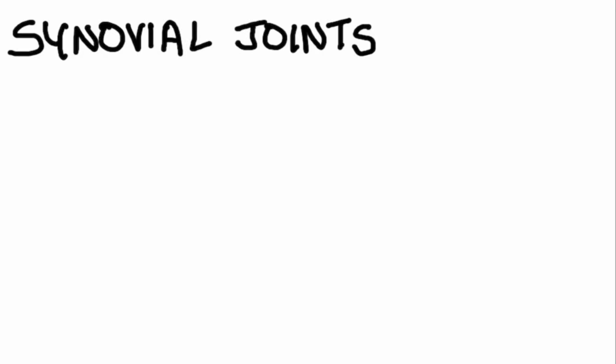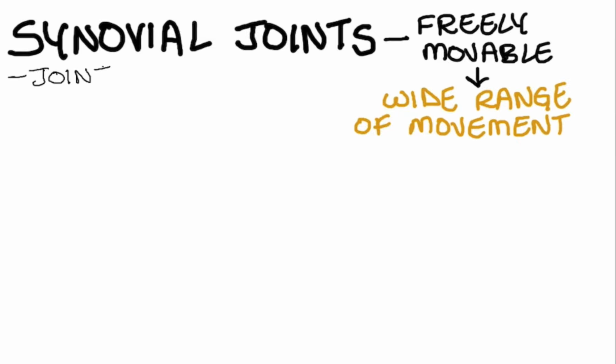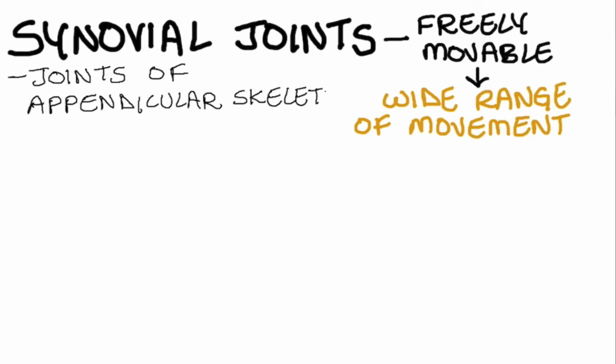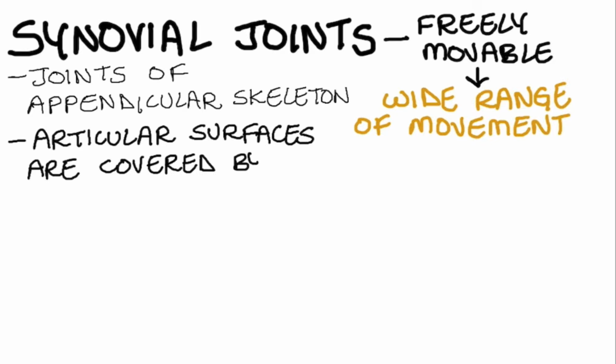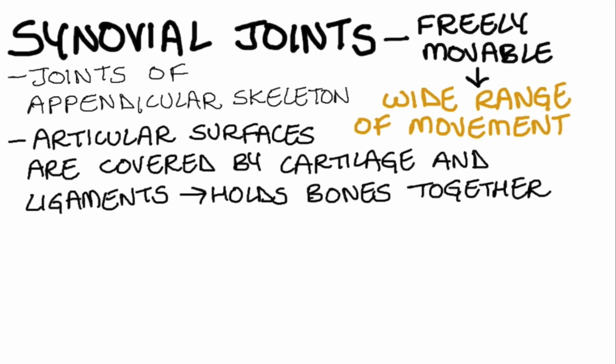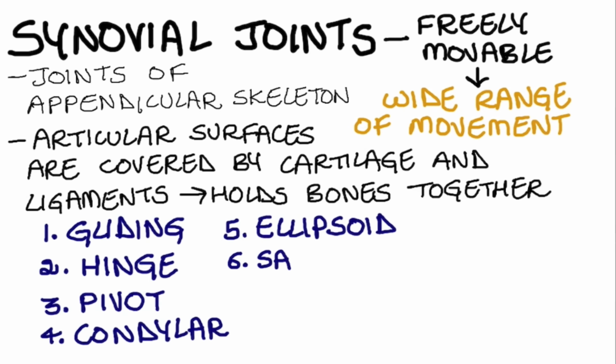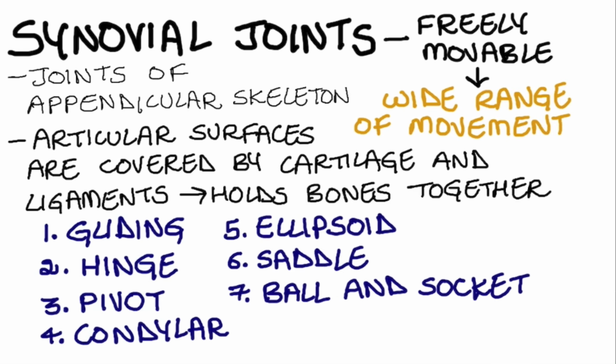Then, moving to the synovial joints. These are freely movable joints that allow wide range of movement. They are mostly the joints of the appendicular skeleton. The articular surfaces are covered by cartilage and ligaments hold the bones together. The different types of synovial joints are gliding, hinge, pivot, condylar, ellipsoid, saddle, and ball and socket joints.